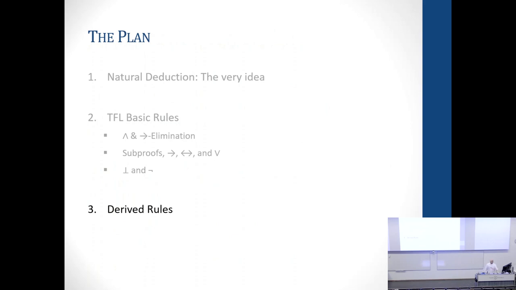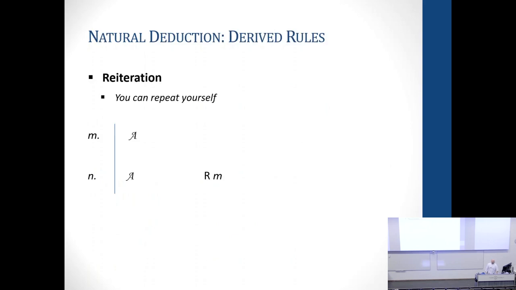The first one's going to seem absolutely ridiculous, but it's useful. The first derived rule is reiteration. Reiteration is you can literally repeat a line. So if you have a sentence anywhere in your proof, you can repeat it. Seems silly, it's actually useful occasionally. So, reiteration, you just cite the line you're repeating, and then you repeat the sentence.